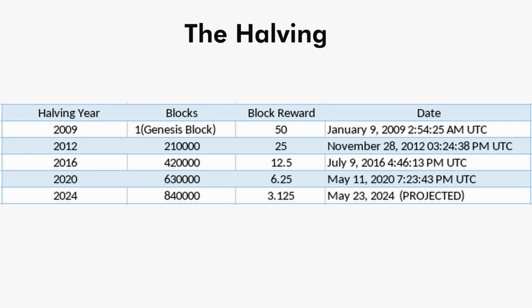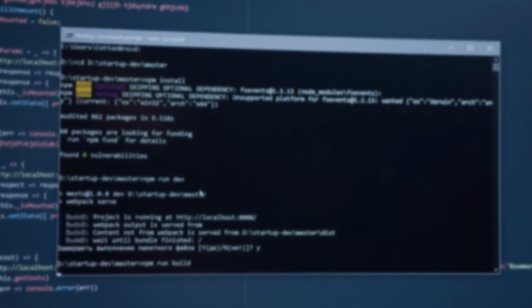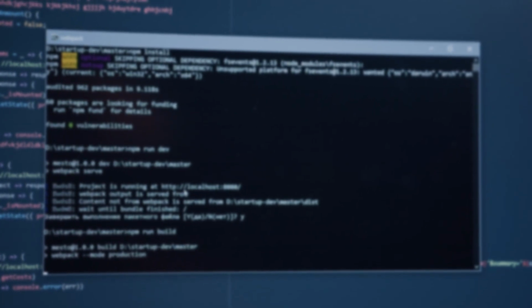As you can see in this table, in 2009 it was 50 Bitcoin per block. Then in 2012 it became 25 Bitcoin per block, after that 12.5 Bitcoin per block in 2016, then 6.25 Bitcoin per block in 2020. So currently it is 6.25 Bitcoin per block. And in 2024 it will be 3.125 Bitcoin per block. It is predicted to be around May 23rd of 2024.